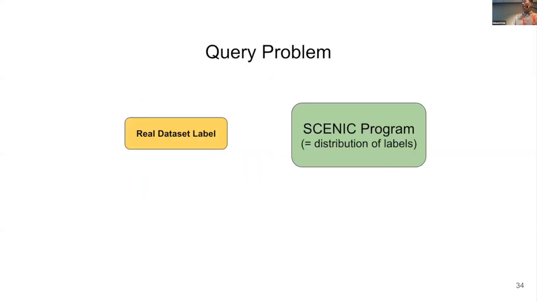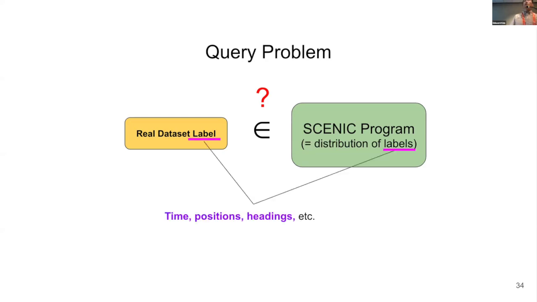So in particular, we're not looking at the level of high-dimensional sensors, but we're looking at the labels. And the question is, is the label in the support of the distribution of labels that the SCENIC program is defining? And again, we're particularly looking into the static case as of now. We're currently extending this to enable video query, but at this point we're querying, you can think of it as images. And these labels contain semantic information, such as the time of day, positions and headings, which in the case of a real data set can be retrieved through localization techniques like SLAM.